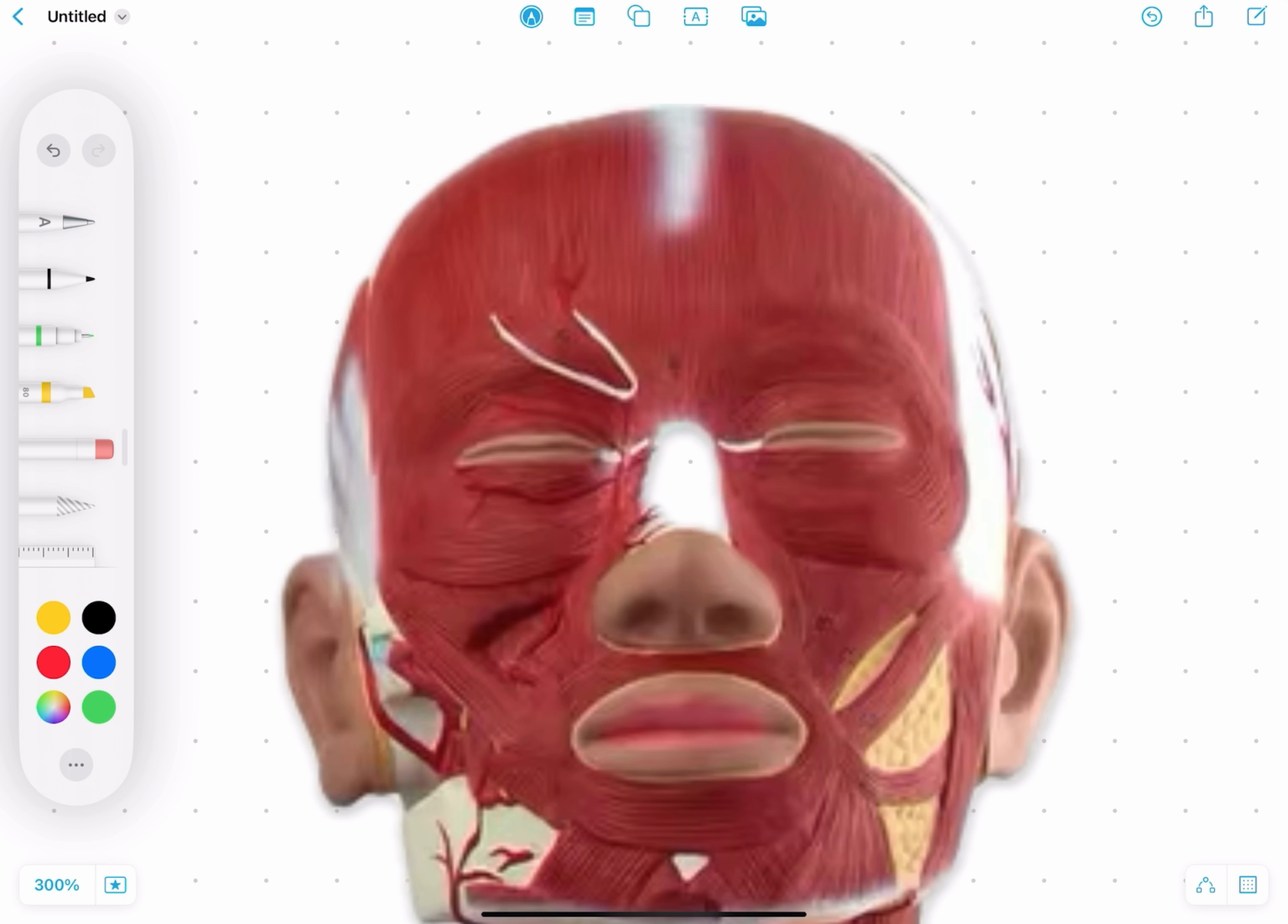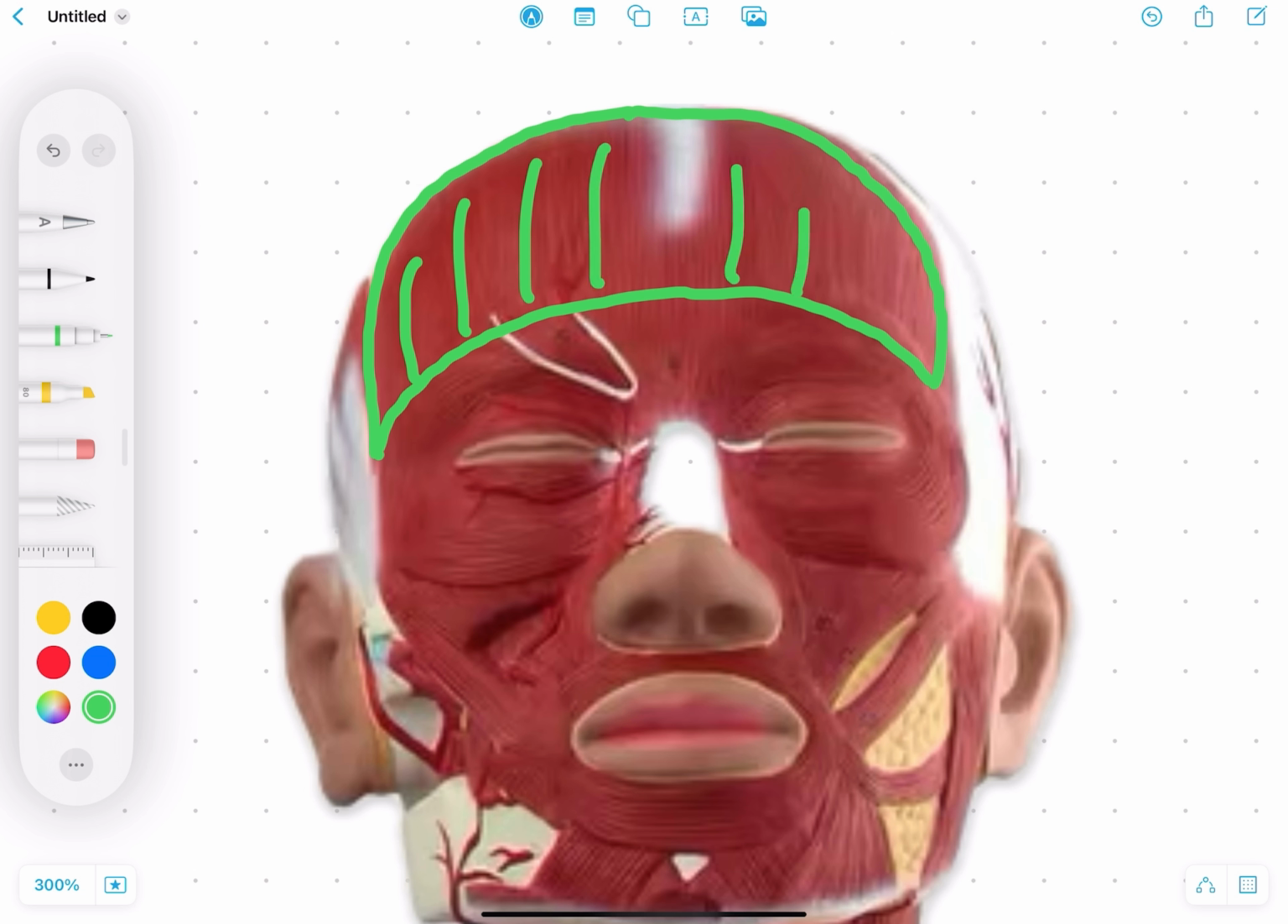So, to start with muscle number one here, we've got our frontalis muscle. And as you can see, we're looking at a frontal view of the head here. And the frontalis is aptly named because it sits on the frontal bone. And so there's me highlighting some of those muscle fibers there.